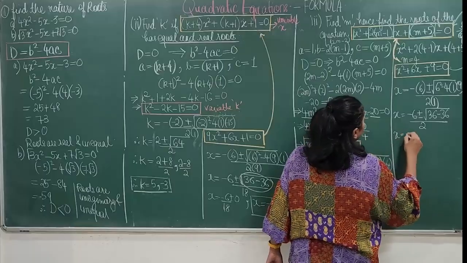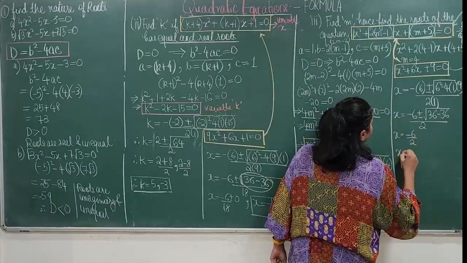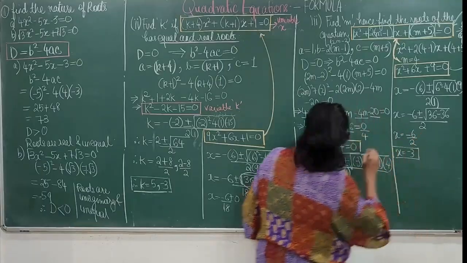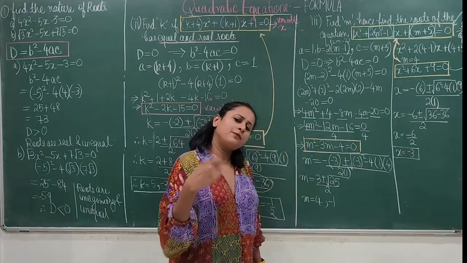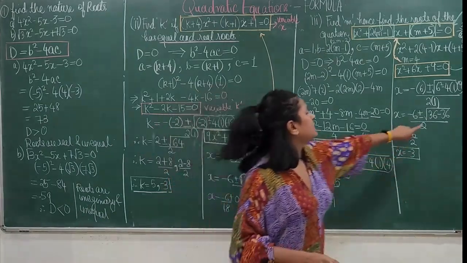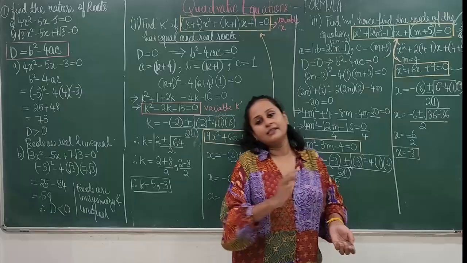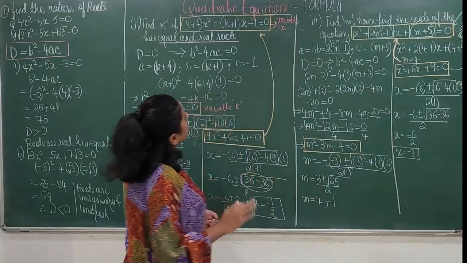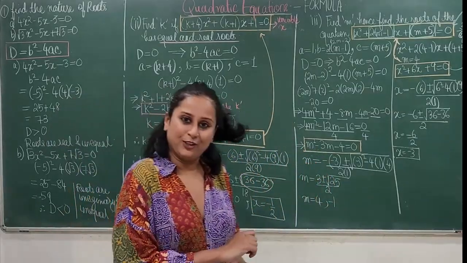So what is the value of x? Minus 6 upon 2. So x is equal to minus 3. If you take this value also, you will get x equal to minus 3. You will still get the discriminant equal to 0. This is the answer that will come. So I hope these kind of sums are also clear with you.